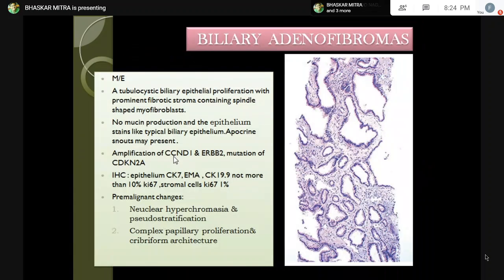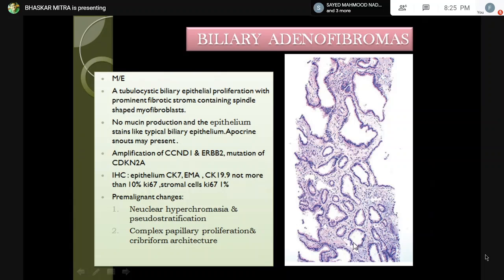Now from this till date we have been showing the bile ductular proliferation only. Now along with the bile duct there is a proliferation of the fibrotic stroma also. So as the name suggests, the term biliary adenofibromas, because there is a tubulocystic biliary epithelial proliferation along with a prominent fibroblastic stromal component mostly composed of spindle-shaped myofibroblasts. They usually do not show any mucin production.